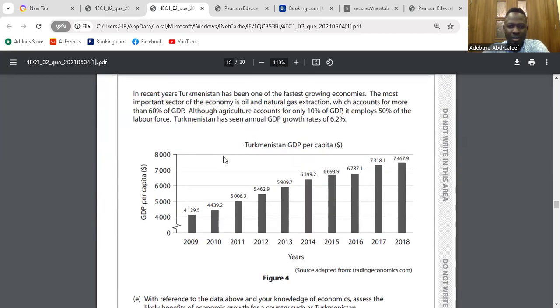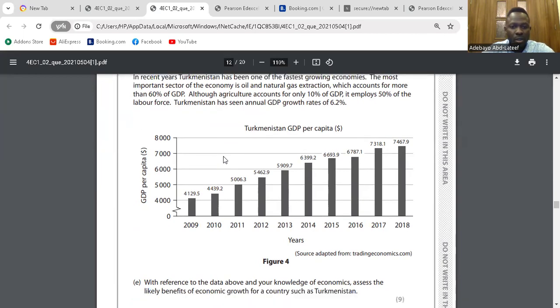We have Turkmenistan here, and we have the case study. So they said, with reference to the data above and your knowledge of economics, assess the likely benefit of economic growth for a country such as this. What's economic growth? Economic growth implies an increase in the country's GDP or output. Clear? So according to the data, Turkmenistan has witnessed a 6.2% growth rate, which might result in a higher employment rate in the oil and gas sector. Clear? Yes. This might be as a result of increasing demand for workers as the economy witnesses growth.